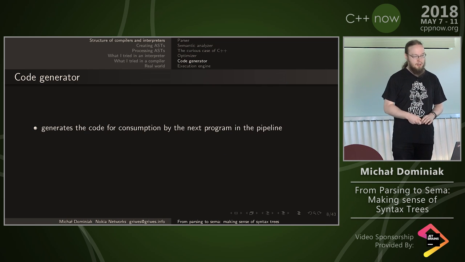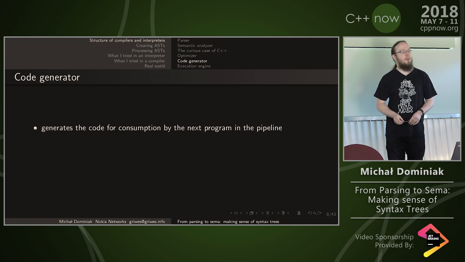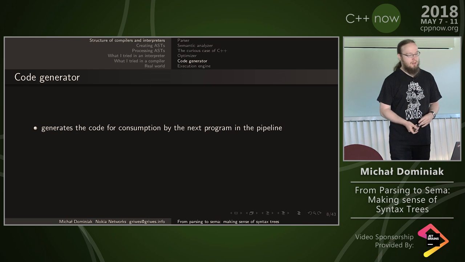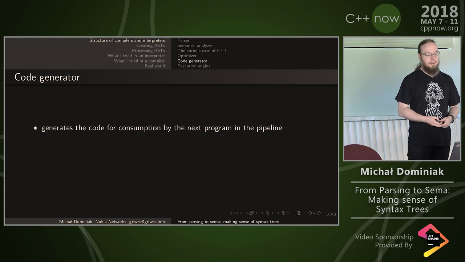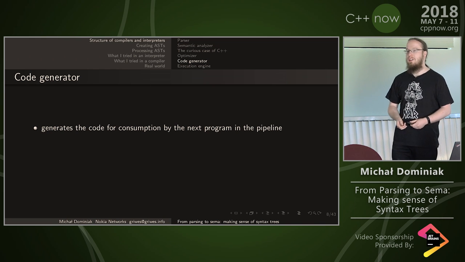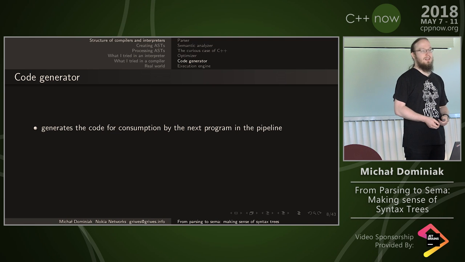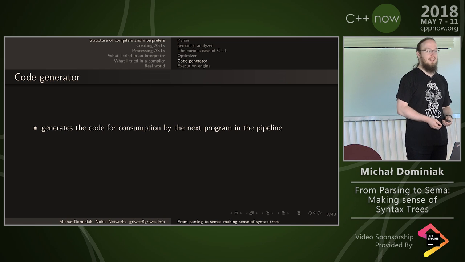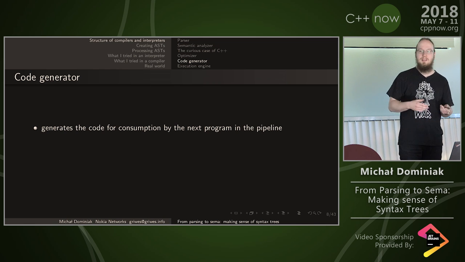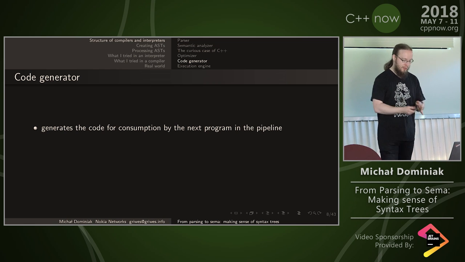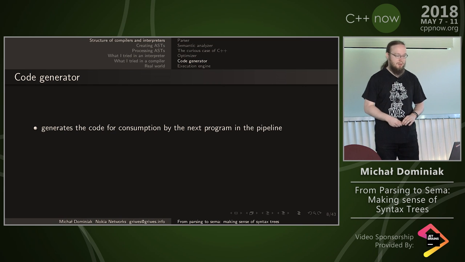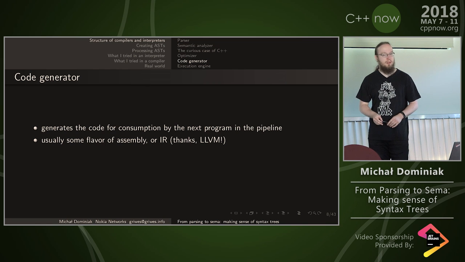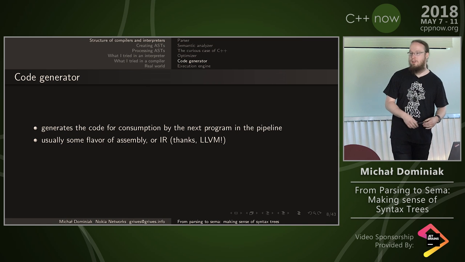Right. So then we go into a code generator, usually. It generates the code for consumption by the next program in the pipeline. We don't usually think of things that generate machine code directly to be a compiler, right? We usually consider that to be an assembler. So while this is not very strict, I think it's more useful than being strict. So we'll usually generate some flavor of assembly or LLVM IR, right?